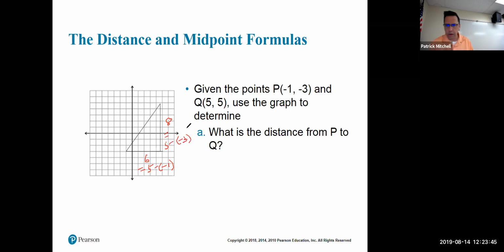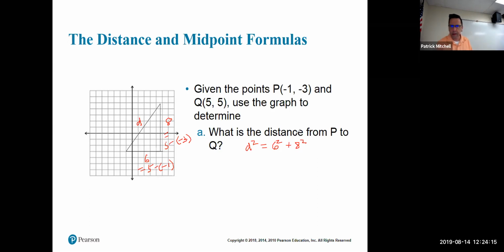So that means if I wanted to measure the distance, or the length, of, let's call this d, I could just solve the equation d squared equals 6 squared plus 8 squared. That's the Pythagorean theorem. And by the way, there is a formula coming up, so you won't have to do all of this every single time.